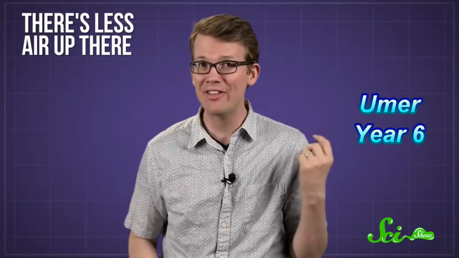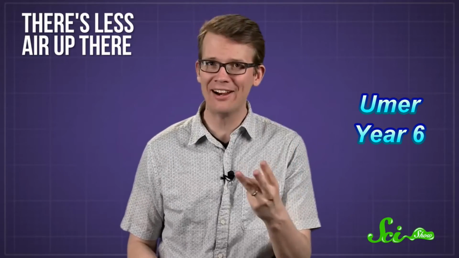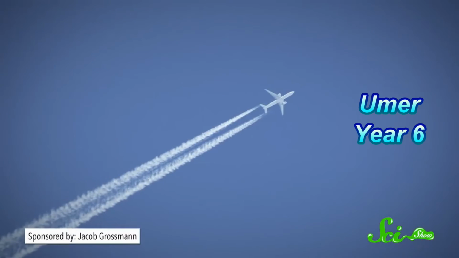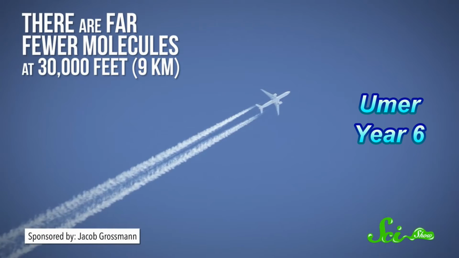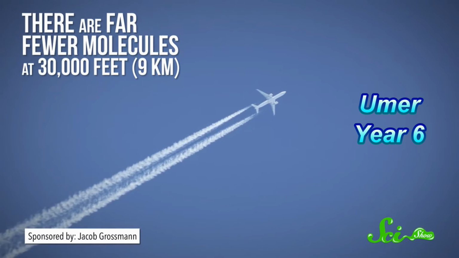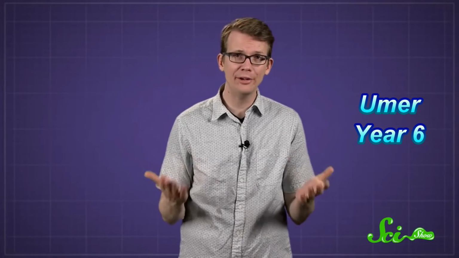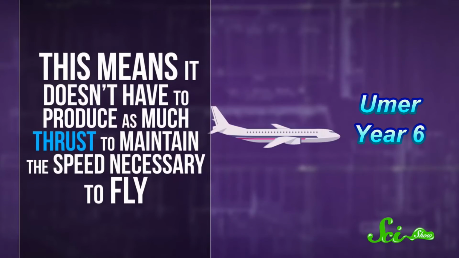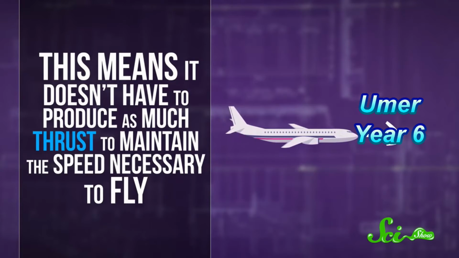And jets were designed to fly at these high altitudes because there's less air up there, and that's what engineers, passengers, and airlines all prefer. Basically, there are far fewer air molecules at say, 30,000 feet or 9 kilometers than at sea level, so the plane is literally running into fewer molecules. This means it doesn't have to produce as much thrust in order to maintain the speed necessary to fly. So it can travel more efficiently, which is what the airlines want.